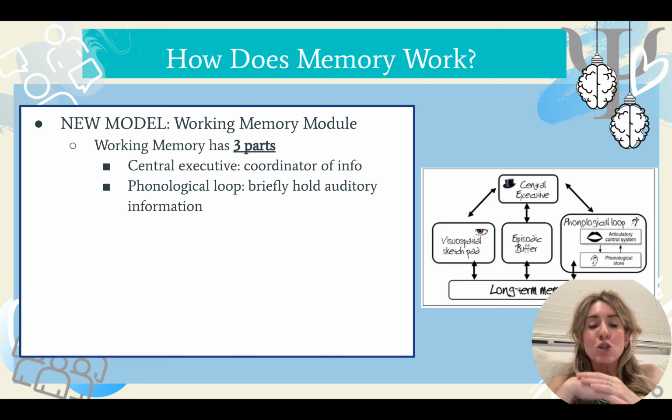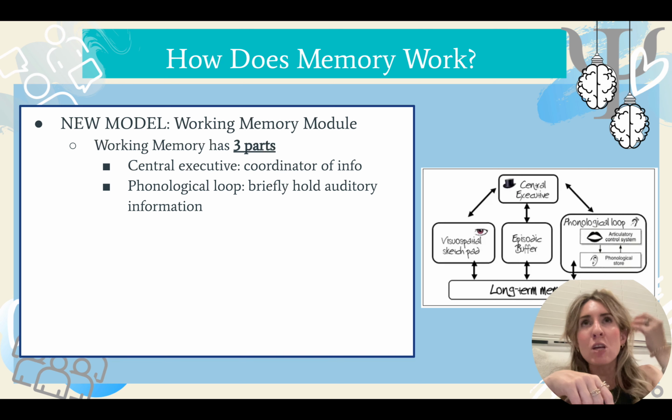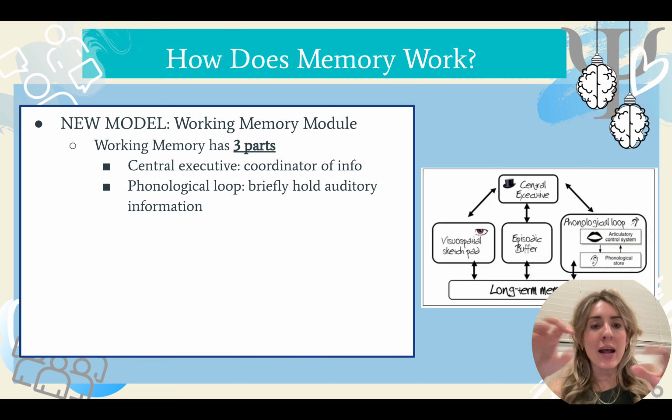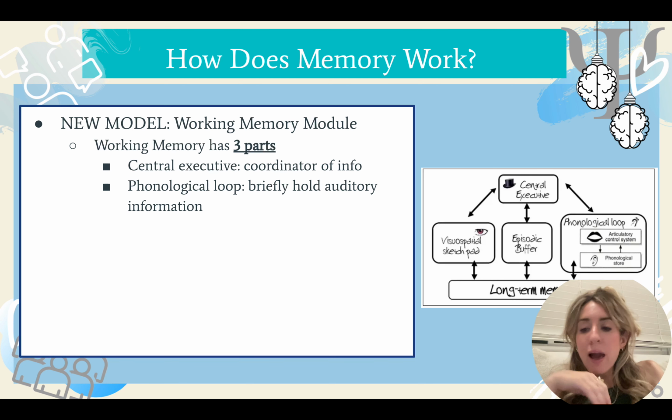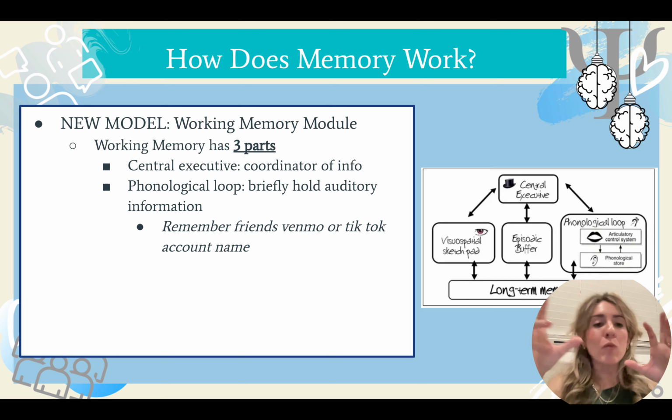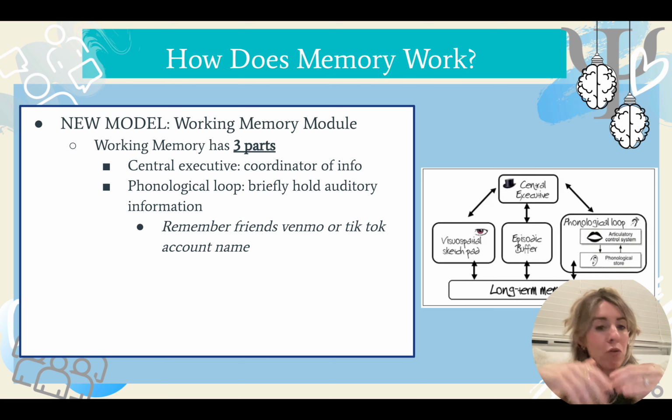Then you have the phonological loop. This is the part that holds on to auditory information. Auditory information can be things you hear, speaking, or reading. It can also be an inner voice, like reading to yourself or thinking to yourself, and it can be anything that has to do with language. For example, remembering your friend's Venmo name or their TikTok account because they tell it to you, remembering what the letters look like, remembering how to say it. Those are all in the phonological loop.